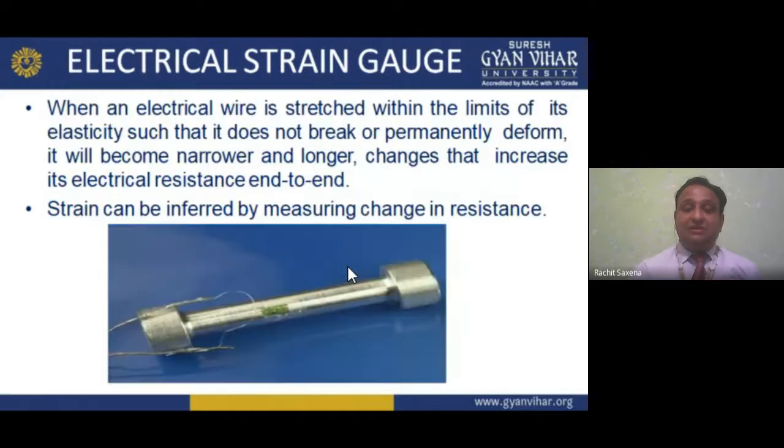Now next, electrical strain gauge. So what is an electrical strain gauge? When an electrical wire is stretched, one wire is there, we are stretching it within the limits of its elasticity. Now, if I'm talking about the spring, the spring having some tension, so when an electrical wire is stretched within the limits of its elasticity.